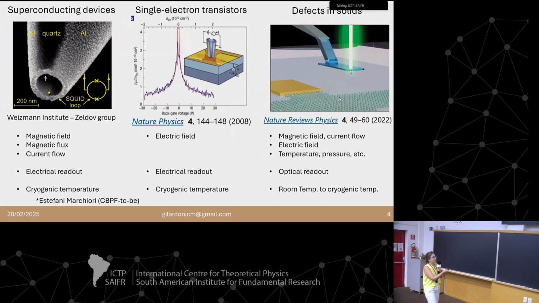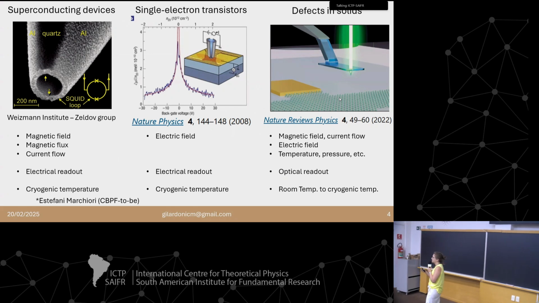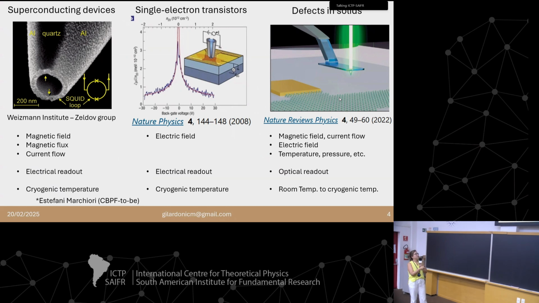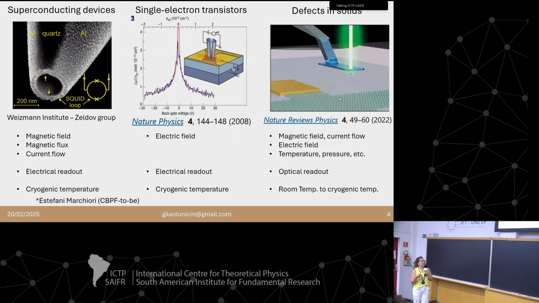But it's not only defects in solids that have been used, but also, more from the device physics side, there are very important developments in making new sensors that function at the nanoscale and that use quantum properties in order to do so. So one of the most established ones is superconducting devices, right? These are called SQUIDs, superconducting quantum interference devices, and they're made up of two superconducting leads with a constriction in between.